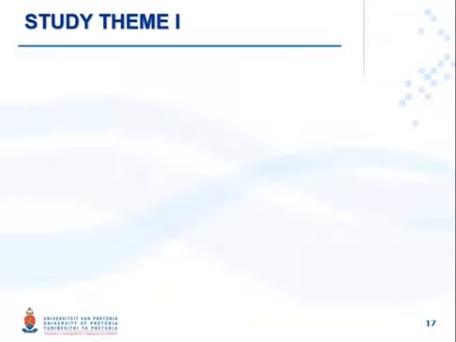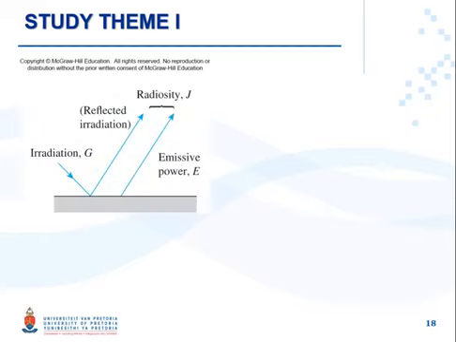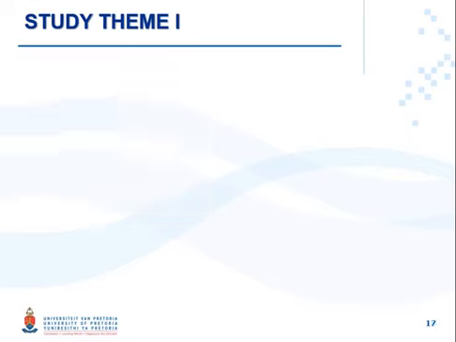If you remember, I talked about three fluxes of interest: emissive power, irradiation, and radiosity. Let me show you here. So irradiation is the one that we need to speak about here because it's about the incident radiation. Okay, so irradiation, we show it with G.